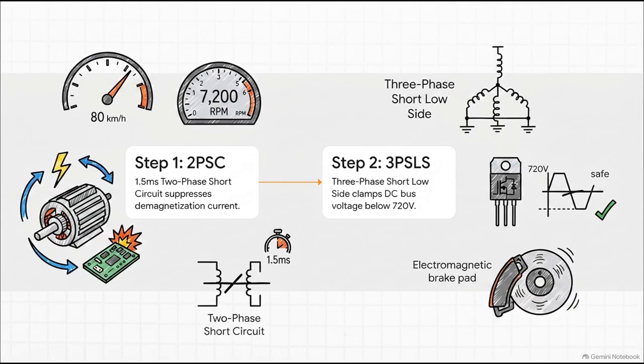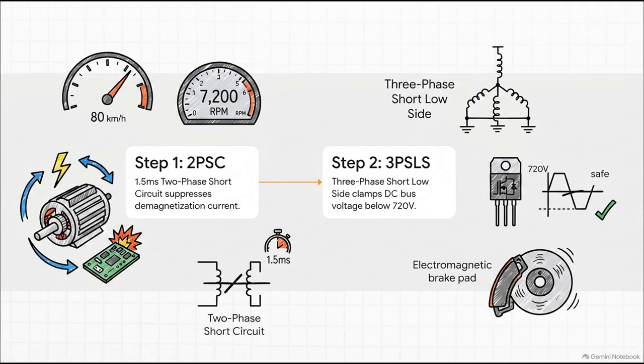Now, if the vehicle was moving at high speeds, say above 80 kilometers per hour, or motor speeds over 7,200 RPM, you can't just flip an off switch. If you just open the circuit, that spinning motor becomes an uncontrolled generator, and the back electromotive force will blow up your electronics. Instead, the system executes a lightning-fast stepwise active short circuit.